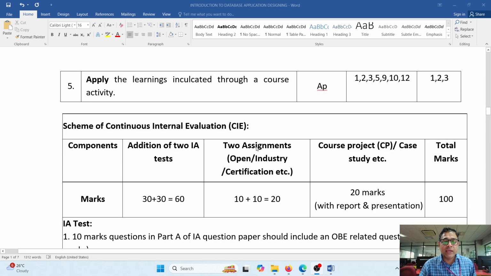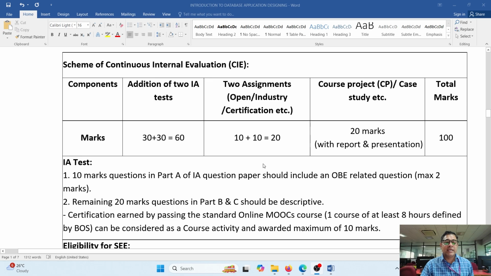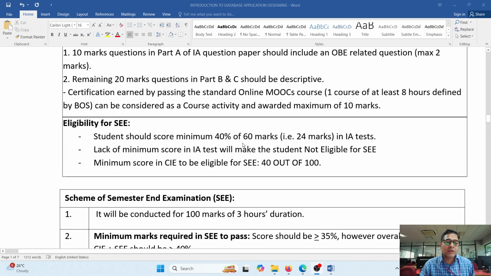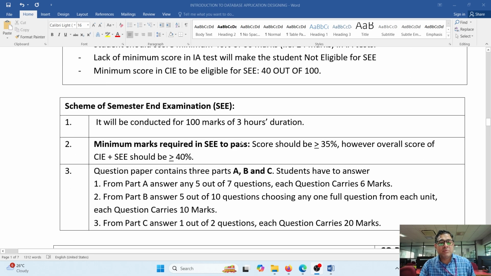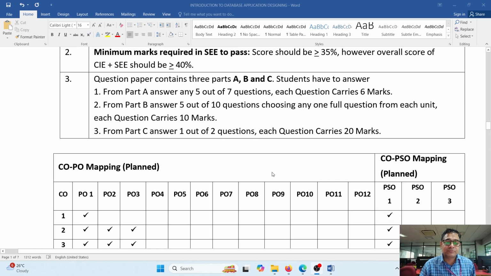And coming to the CI and SWE components, you have already gone through this. You know about the CI component since it is a theory 300 course. So two IAs will be there, assignments will be there, and projects or a case study will be there. In total that comes to 100 marks of CIE, and SWE will be around 100 marks with 3 hours duration. So you will be writing a 3 hour exam during your semester end examination.